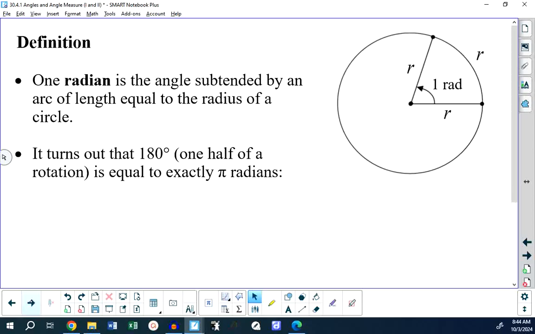So if you convert 180 degrees to radians, you get not 3.14 radians, not 3.141 radians. You get 3.141592 forever radians. It's an irrational amount.